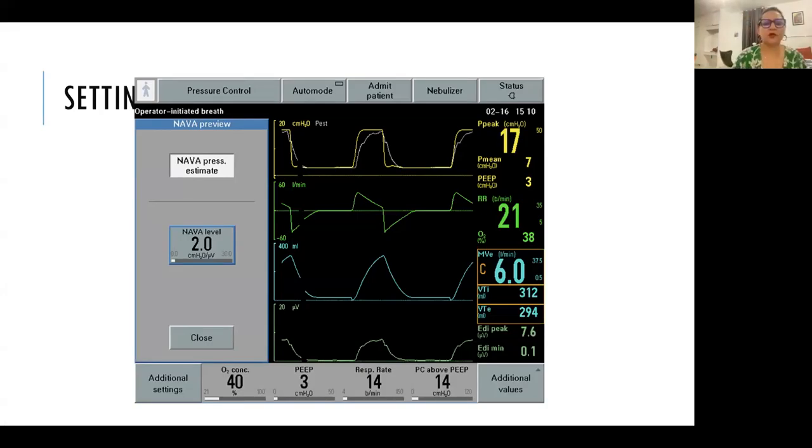So when you're setting the NAVA, this is how the screen would look. You will be able to see the PIP, the PEEP, the rate of the baby, the tidal volume, maximum and minimum in the inspiration and the expiration, the minute ventilation, the EDI peak and minimum, and the NAVA level. So this is what you will be able to see. And then, if it is an invasive one, you will see the PC above PEEP, the respiratory rate, and the PEEP. This is how it will look.